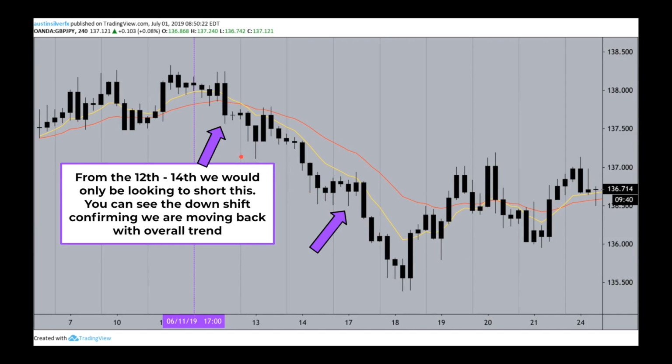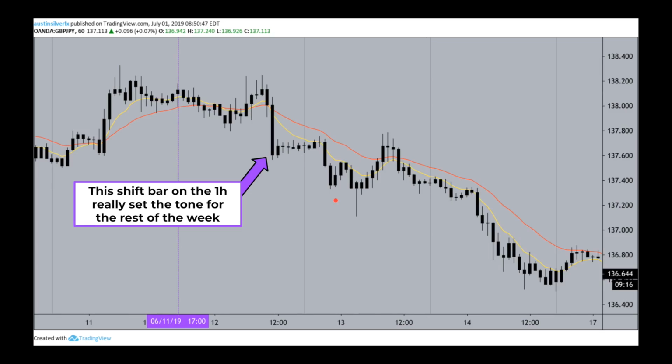Take it to the 4-hour, and you can see here, from the 11th, when we had our shift down, it took a few hours to shift, and then a few hours for the EMAs to cross. That set us in a downtrend from the 13th through the 14th, over the weekend, into the 17th, into the 18th, and then by the 19th, it finally had corrected its trend. But over the course of the 12th, 13th, 14th, 17th, and 18th, so you're talking Wednesday, Thursday, Friday, Monday, Tuesday, you were short biased, very much so short biased.